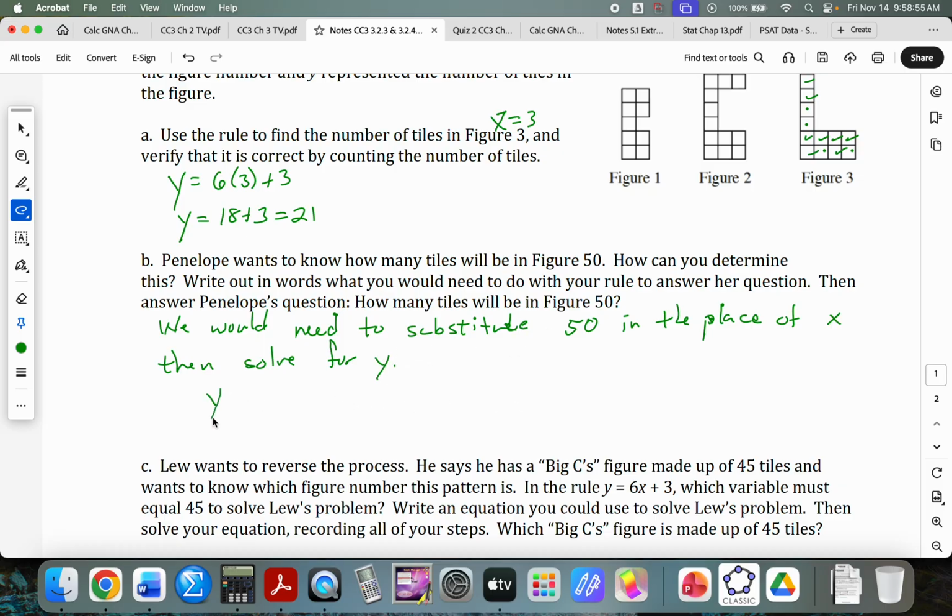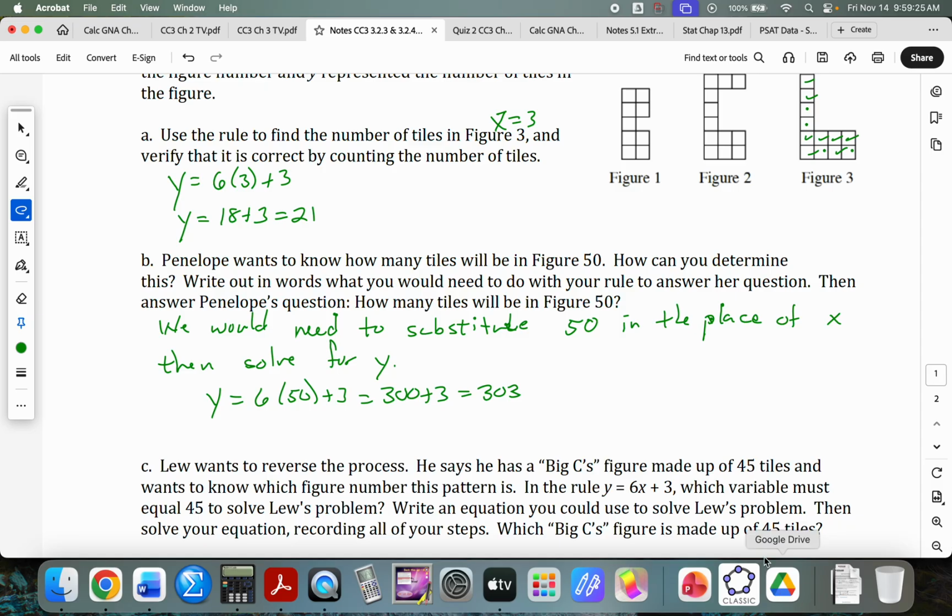So let's see, that'll be y is equal to 6 times 50 plus 3. 6 times 50 is 300. So this is 303. Any questions about that?